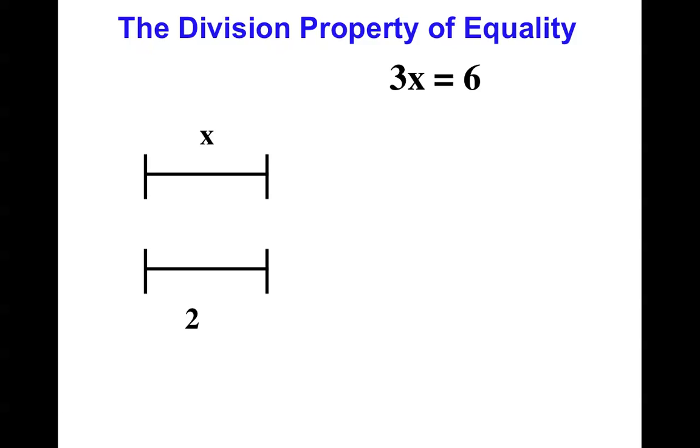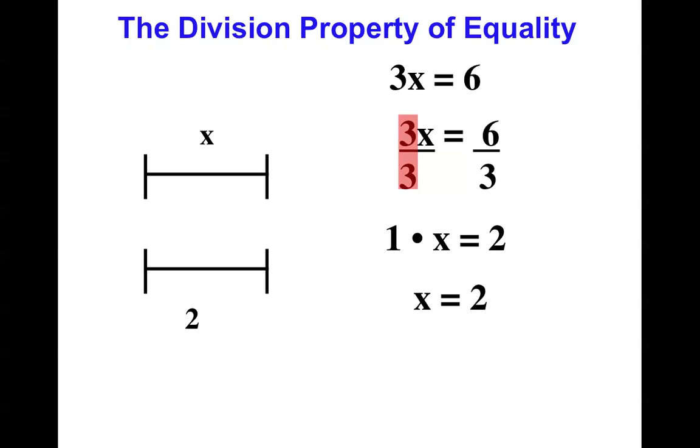So really, what did I do here? Well, 3x's was divided into 3 pieces, so I divided it by 3. And 6, to make it equal, I had to divide it into 3 pieces also. And hopefully we all know that 6 divided by 3 is 2. And you get your answer. So this is the picture of the division property of equality. Once again, we can use this on many, many different kinds of problems.